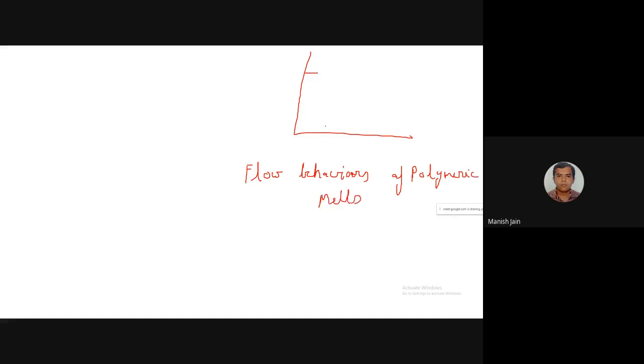Okay, so initially if you plot this mu versus tau yx, they show the Newtonian behavior, then they show the non-Newtonian behavior, and again they show the Newtonian behavior. But the value of viscosity at the initial range and at the final range will be different. Here the viscosity value is mu naught, and here the viscosity value is mu infinite. So you have two different viscosity values in the actual condition when you check the flow behavior of the polymeric melts.